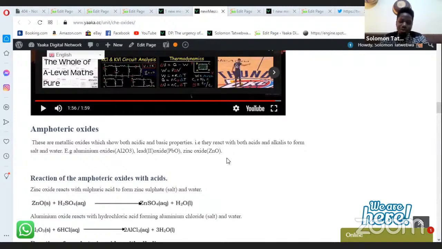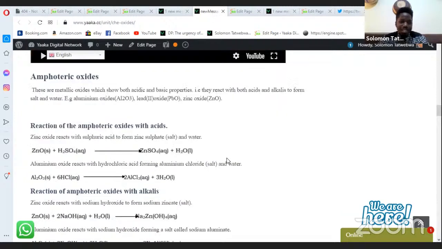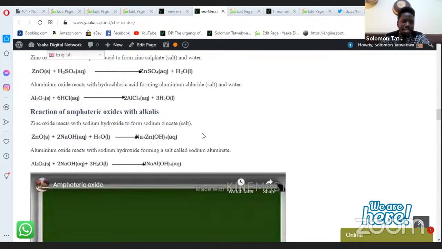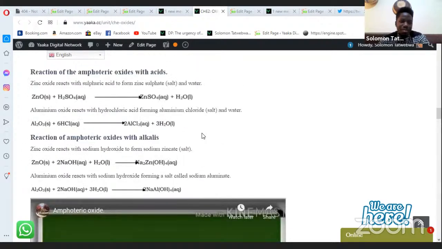The other types of oxides we have are amphoteric oxides. Examples of these are aluminium oxide, lead(II) oxide, and zinc oxide. Below are their reactions. When zinc oxide reacts with sulfuric acid, you form zinc sulfate and water. When aluminium oxide reacts with HCl, you form aluminium chloride and water.